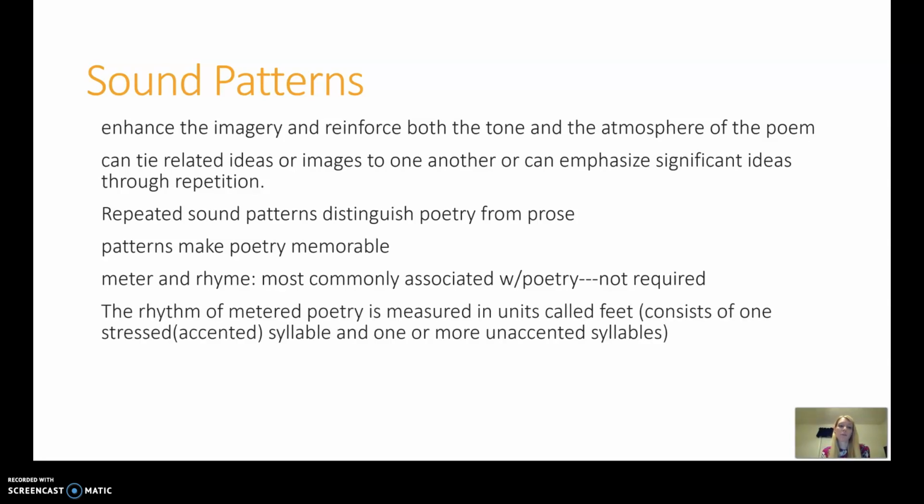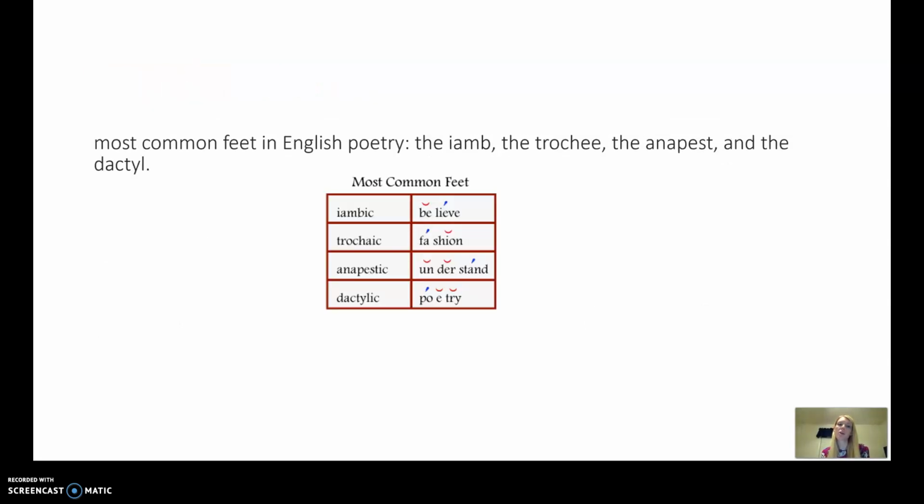The rhythm of metered poetry is measured in units called feet, which consists of one stressed or accented syllable and one or more unaccented syllables. All right, the most common feet in English poetry are the iamb, the trochee, the anapest, and the dactyl.